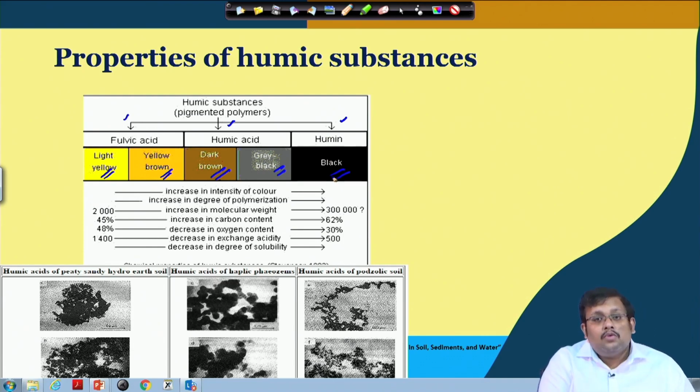As we go from fulvic acid to humic acid to humin, as you can see, the intensity of the color is continuously increasing, and also the degree of polymerization increases. Obviously, the structure of humic acid is more complex than that of fulvic acid. However, the structure of humin is more complex than that of humic acid.